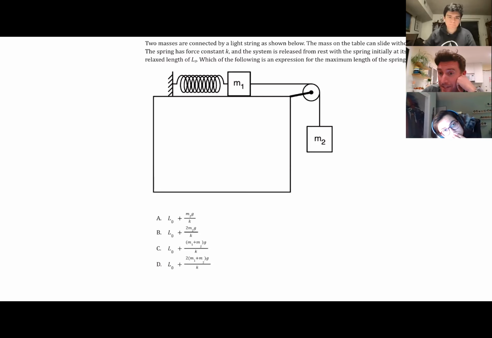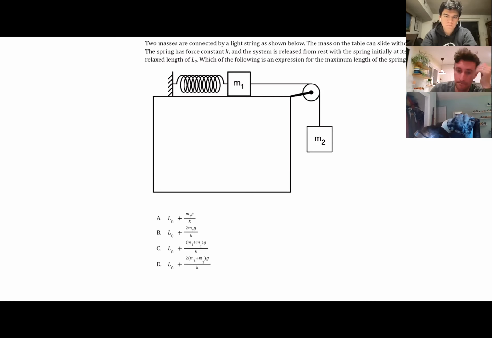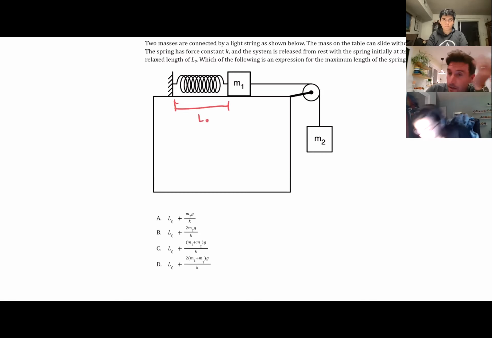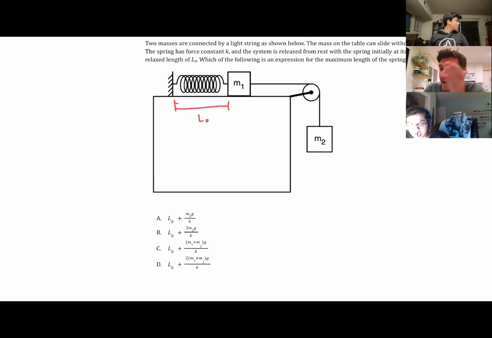Okay, if it helps, I would set this up as an energy problem. Anybody have thoughts on this one? Okay, so here's my thought process. The good news is that I don't have to worry about the Atwood machine part of it.